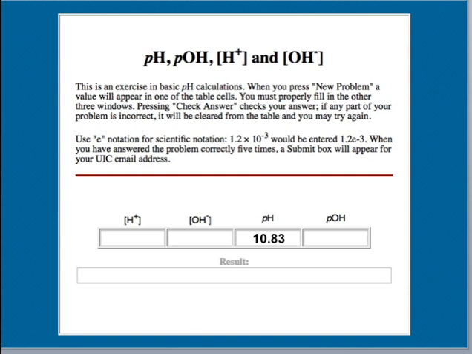Well, we're given a pH. Think about this. We know that 10 to the minus pH is going to give us hydronium, right? We know that pH plus pOH must be 14, so we subtract this from 14. That gives us pOH. And finally, how do we get hydroxide? Well, we could use our 10 to the minus 14, or we could just simply say we know pOH. 10 to the minus pOH is hydroxide.